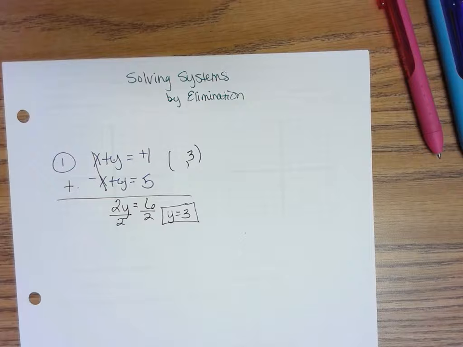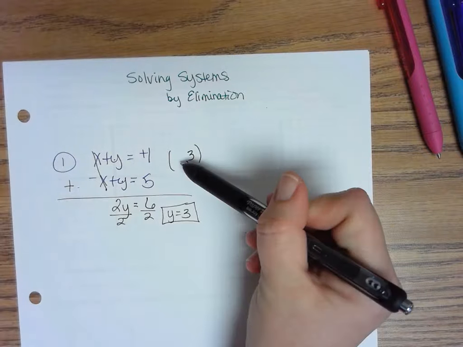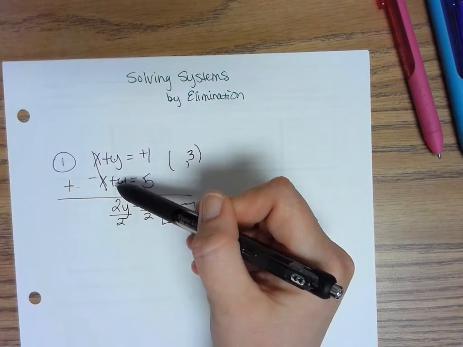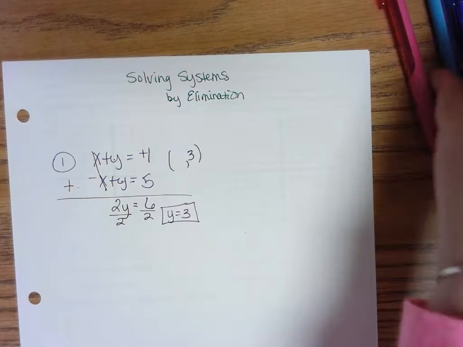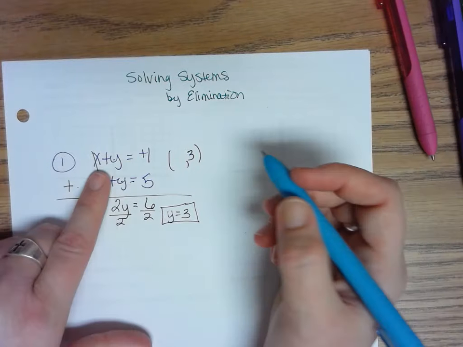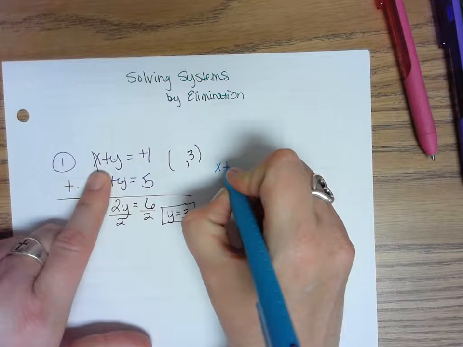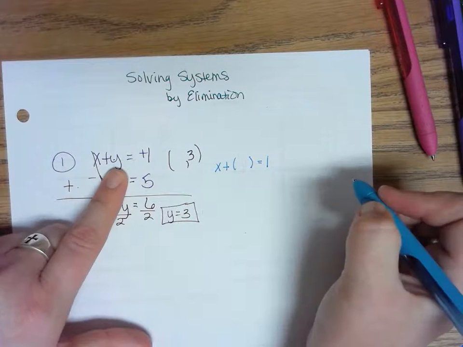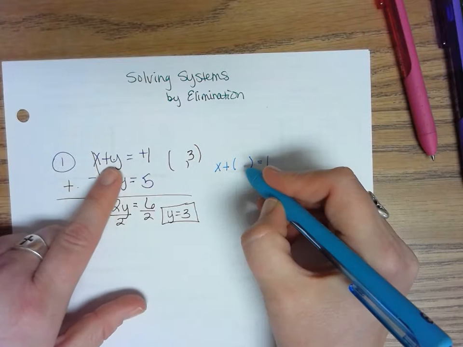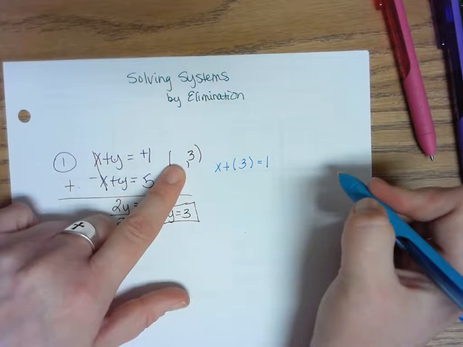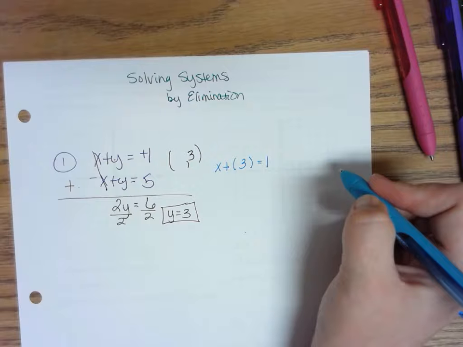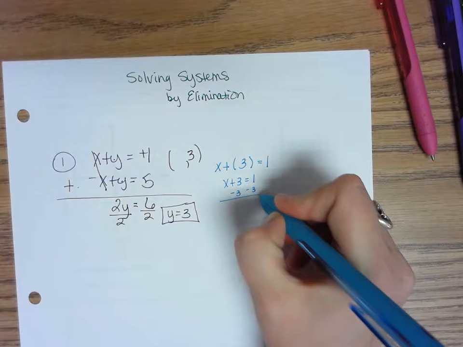Now, I still need to know x. It's missing. I can use the first equation or the second equation. It doesn't matter. I'm going to choose the first one because there's not a negative, so I'm going to say x plus y equals 1. The reason I put parentheses is because y is 3, so I really have x plus 3 equals 1. So we're going to subtract 3. Make sure you use your calculator, please. So that's what I get here.